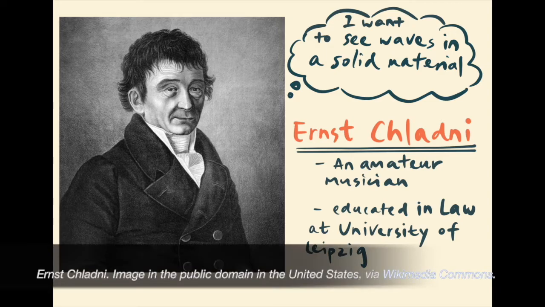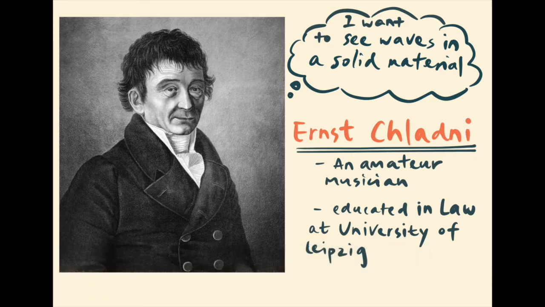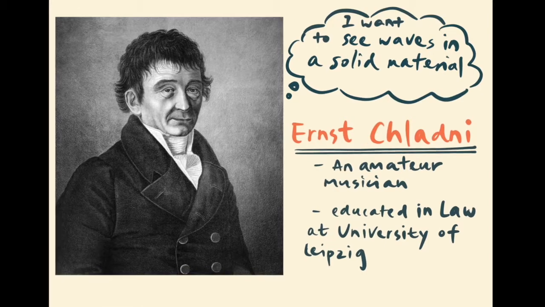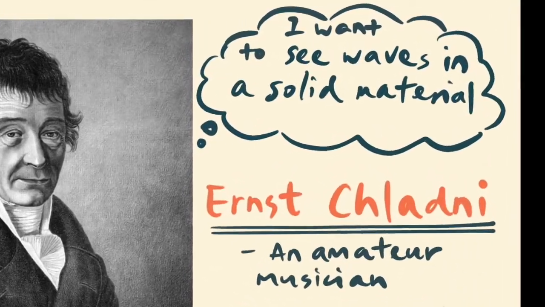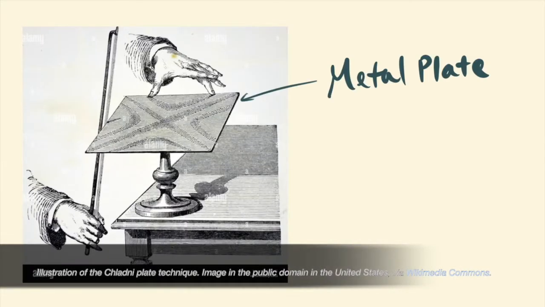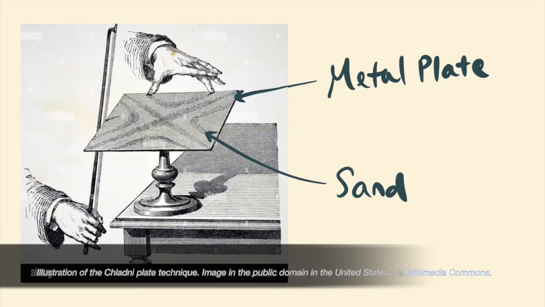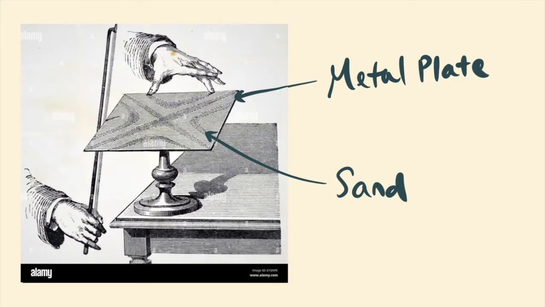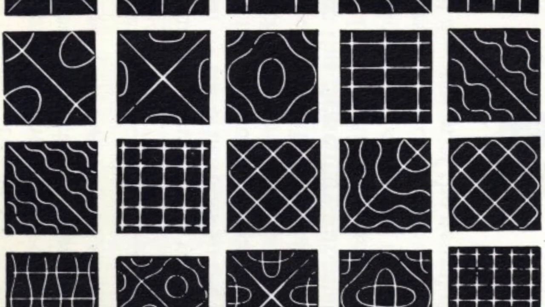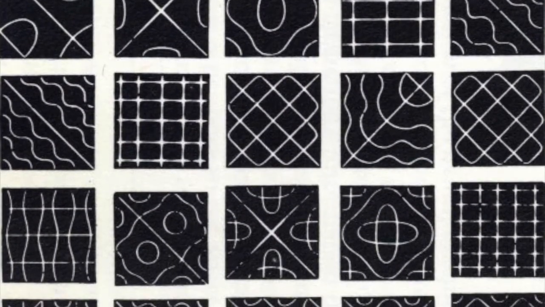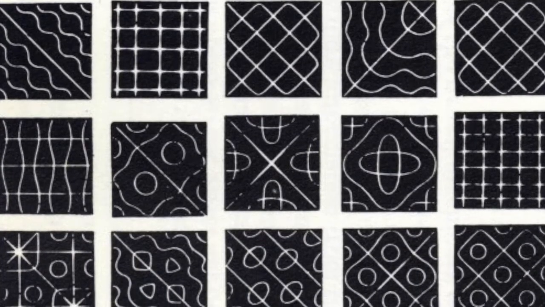Ernst Chladni was an amateur musician who was educated in law at the University of Leipzig. This amazing experiment was first designed by him to make waves in a solid material visible in the 18th century. He got a metal plate, spread sand on its surface, and stroked the plate with a violin bow across the edge. He noticed that with different pitches, the sand on the plate forms different patterns, and he recorded all the patterns and published his work.